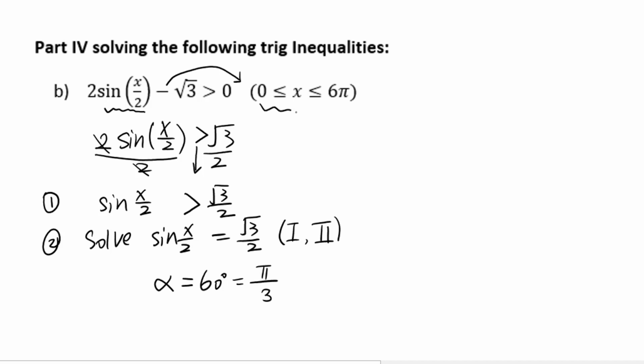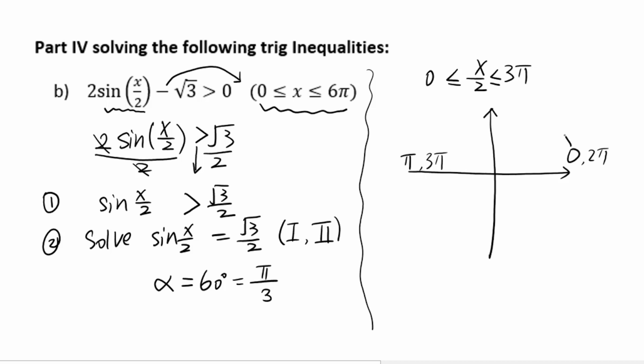We know the domain is between 0 and 6 pi, so x over 2 will be between 0 and 3 pi. Draw the diagram. Start from 0, stop at 3 pi. We only need to write down the pattern in quadrant 1 and 2. For quadrant 1, we get pi over 3 plus 2n pi. For the second quadrant, we get 2 pi over 3 plus 2n pi.